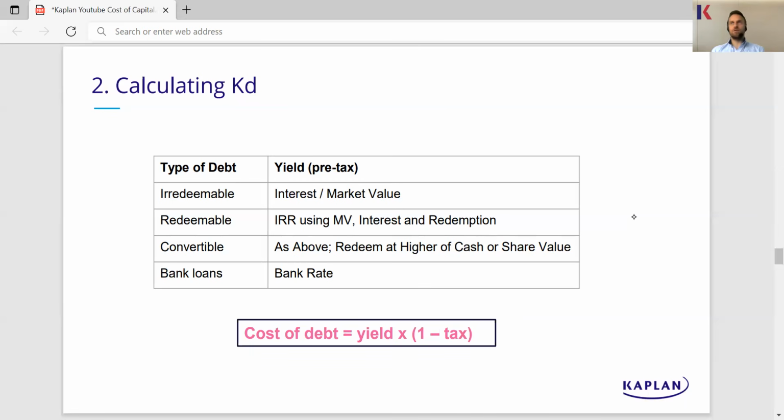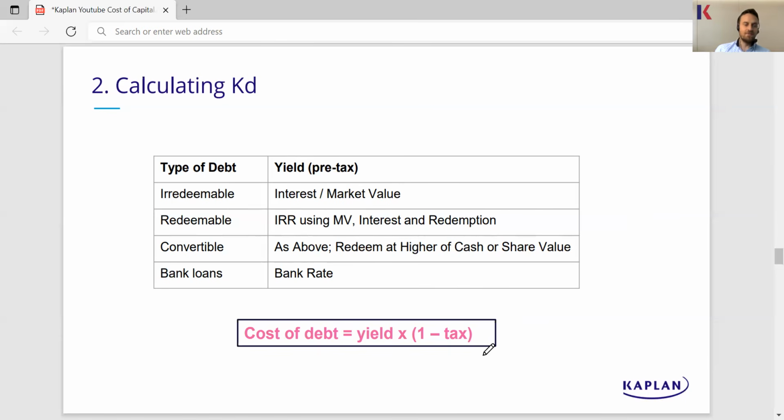So just take tax off that, and that will give you the cost to the company. And that's what you want to be using in the WACC, this post-tax one. So just make sure you're clear with that. This is the return to investors, but the cost to the company, they get tax relief. So you just times it by 1 minus the tax rate to get that.